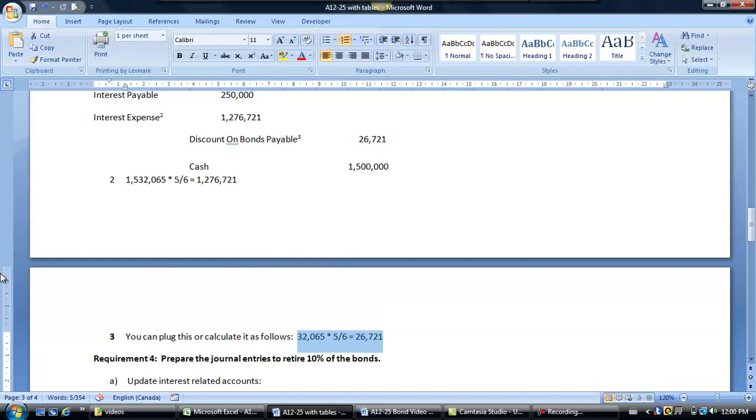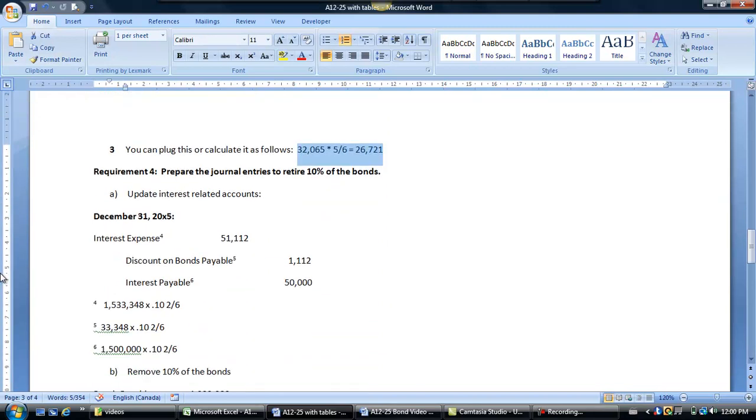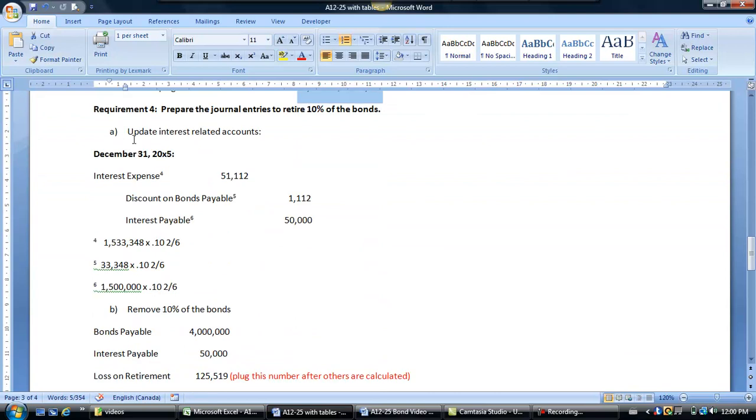All right? So now, let's move on to December 31st, requirement 4, because now we want you to retire 10% of the bonds. So, the first thing you need to do is you need to go in and calculate or update the interest. All right? So now, what do we need to do? We need to take the interest expense and calculate it for 10% of the bonds.